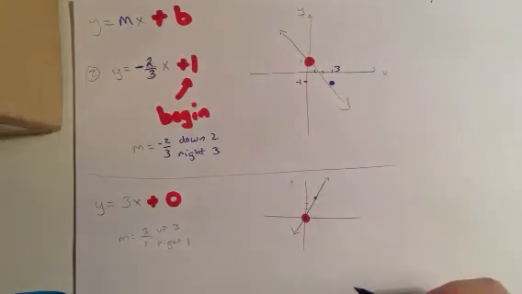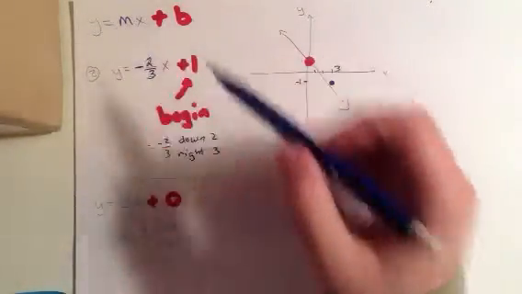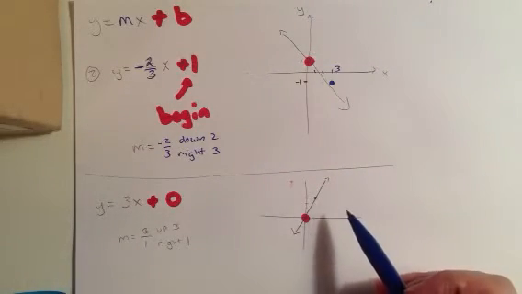So again, that's graphing using slope-intercept, so y equals mx plus b. If you're in this form, then it's very easy and efficient to graph a line.